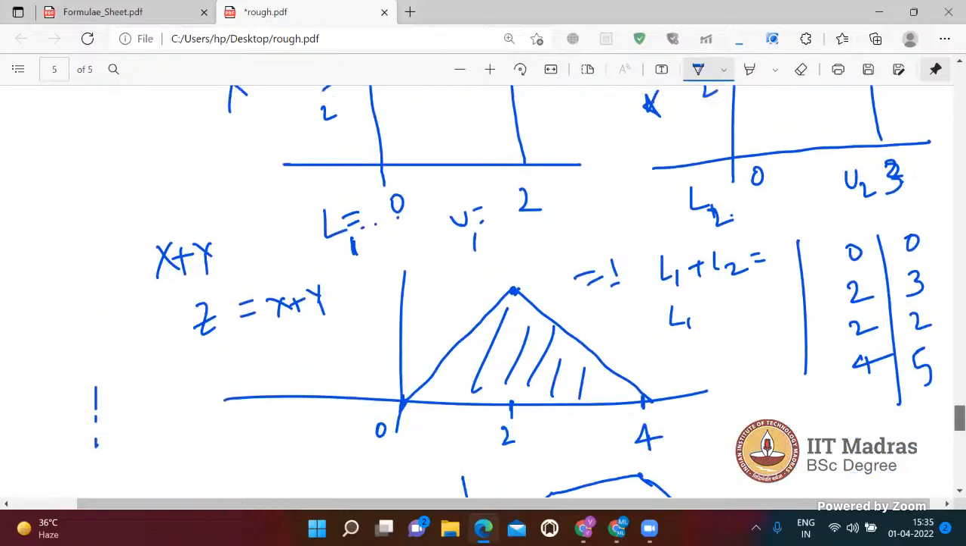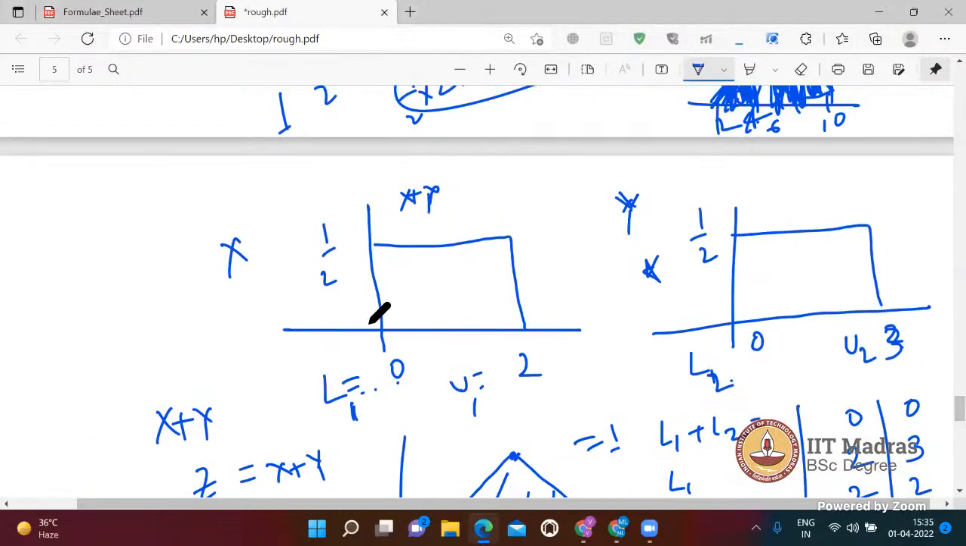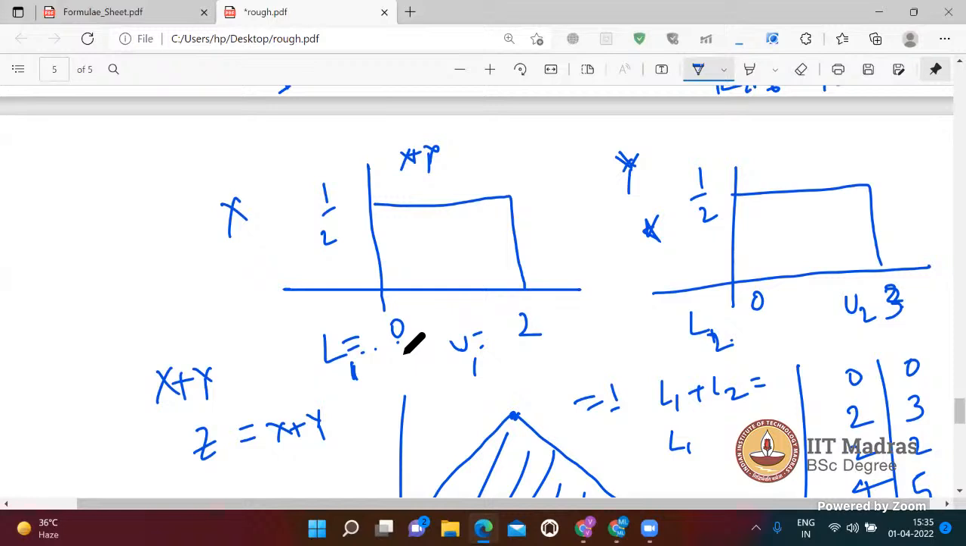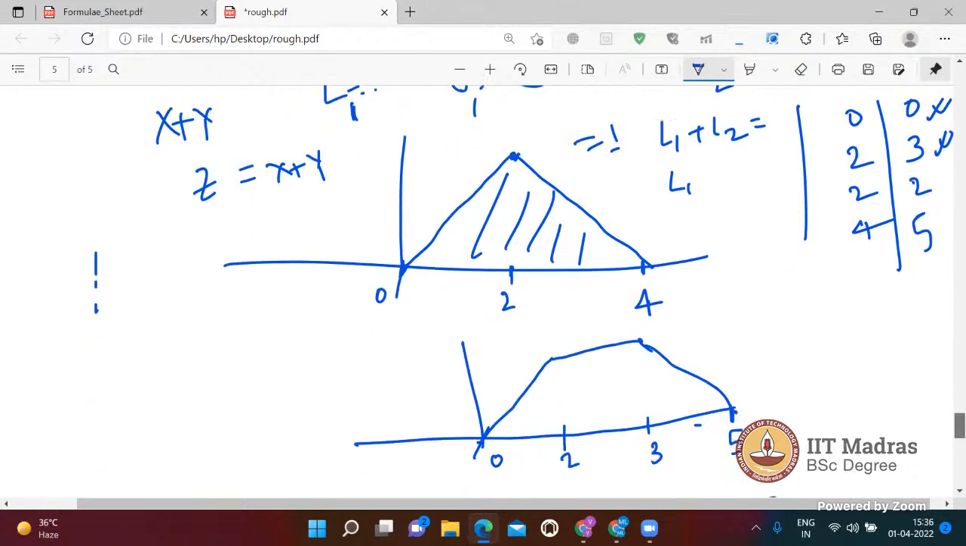Okay, see, there was one question: one pulse, a rectangular pulse, is from 0 to 2, right? And one pulse is from 0 to 3, right? So you just have to do the summation of the upper and lower bounds. The lower bound is 0 and here the lower bound is 0, so 0 plus 0 you will get 0. If the lower bound is 0 and upper bound is 3, you'll get 3. Upper bound is 2, lower bound is 0, you'll get 2. And upper bound 2 plus upper bound 3, you'll get 5, right? Okay, so what you have got?